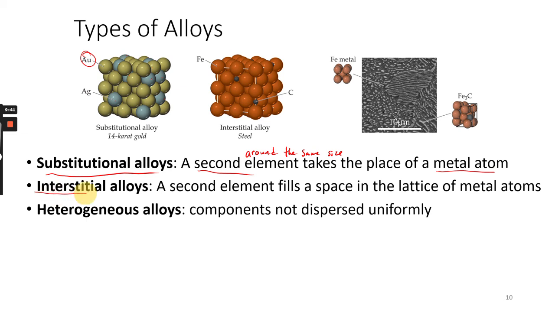Then you have interstitial alloys, where the second element will fill a space in the lattice. So in between these, they're putting a little bit of carbon. Carbon is tiny, so it can kind of squeeze in between there. That's an interstitial alloy. Then you have heterogeneous alloys, where the components are not dispersed uniformly. And that's what this picture is showing. See the different structures within?